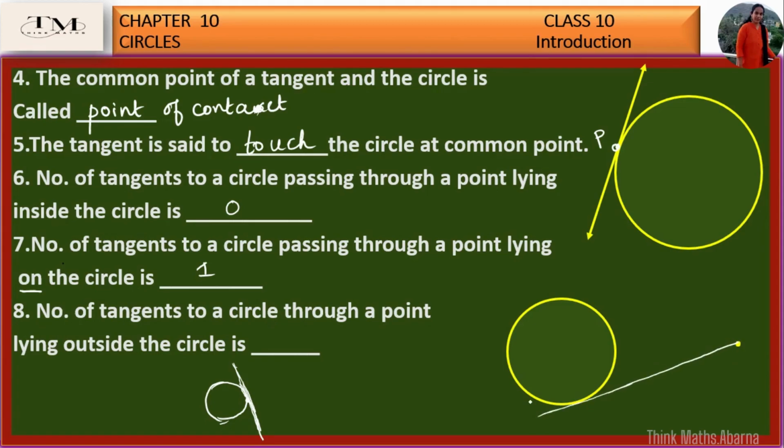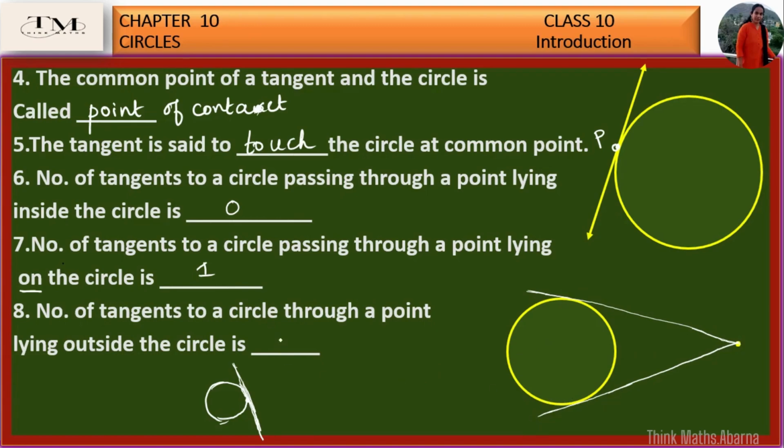So this is one line. For another line, we have to touch the circle at one point and pass through this point. So how do we draw another tangent? Shall we draw in this way? This is not a tangent, as it passes through the circle at more than one point. So from a point outside the circle, we can draw only two tangents, not more than this.